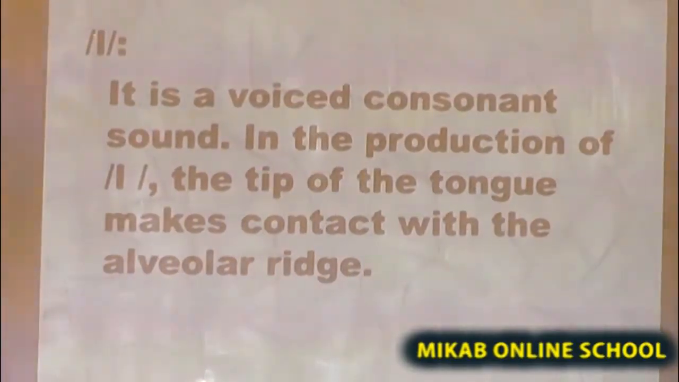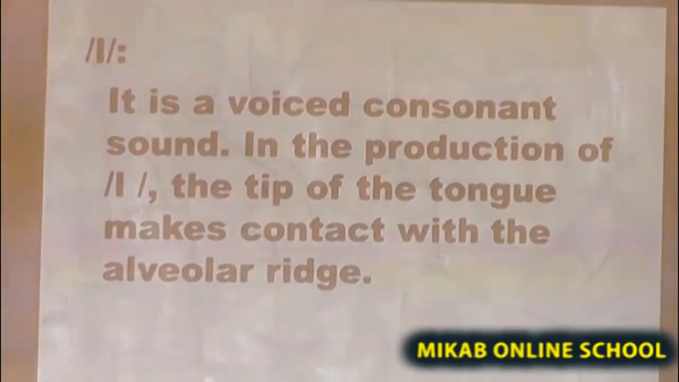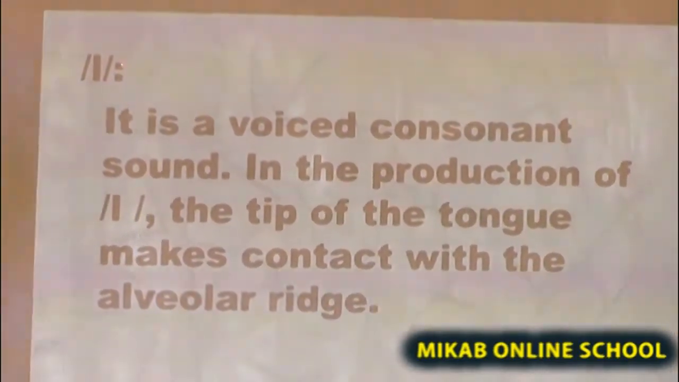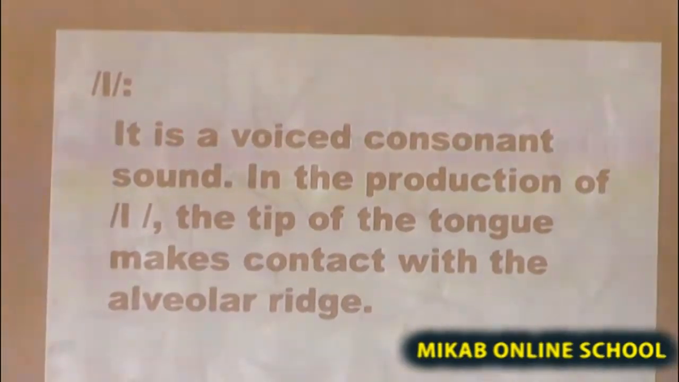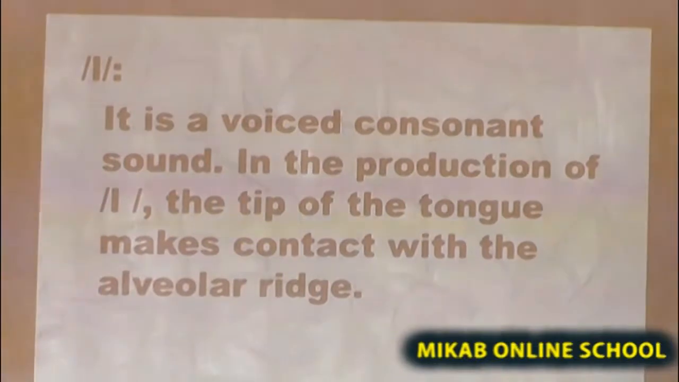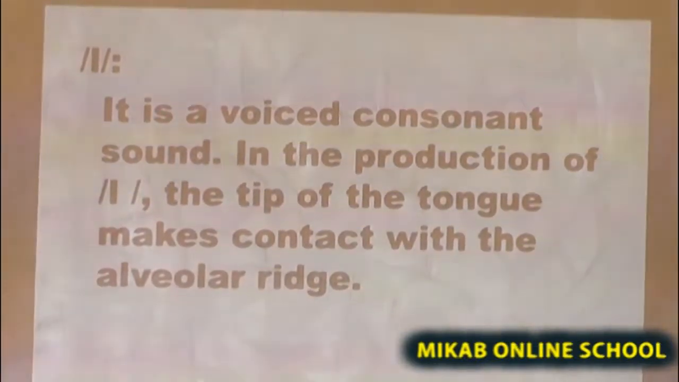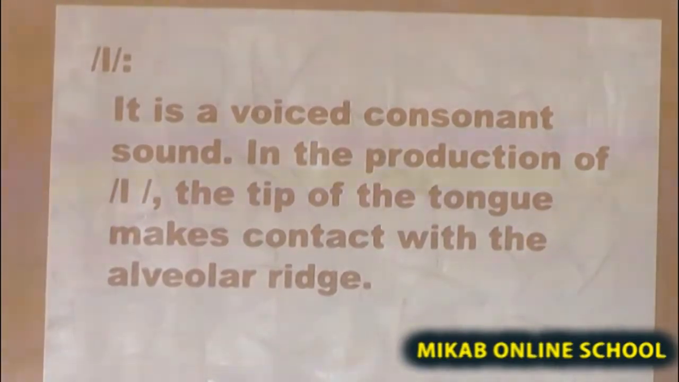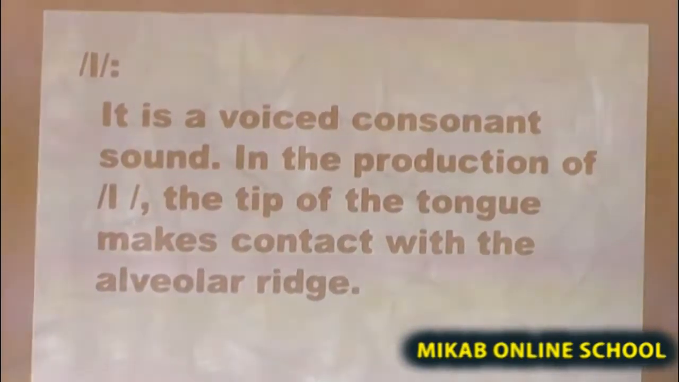The next sound is the L sound. L sound is pronounced as la. It is a voiced sound. In the production of this sound, the tip of the tongue makes contact with the alveolar ridge, and it is pronounced as la, la, not ra.